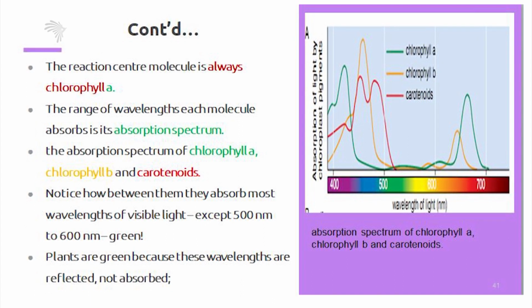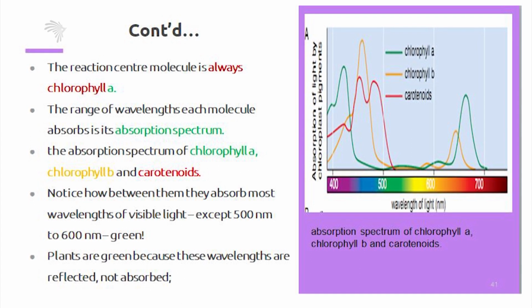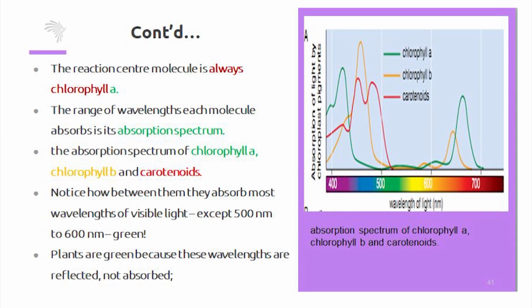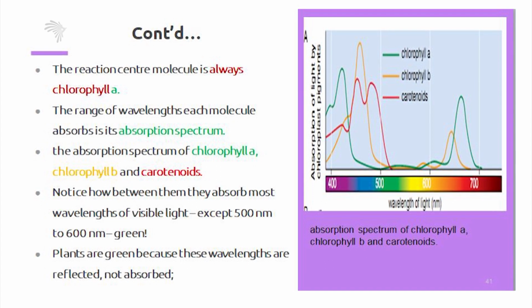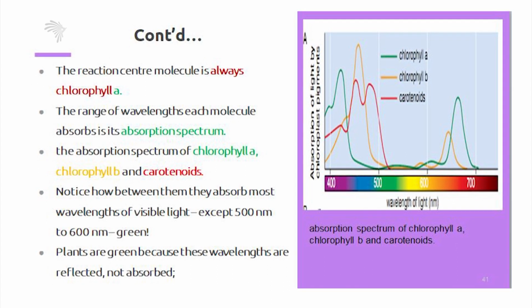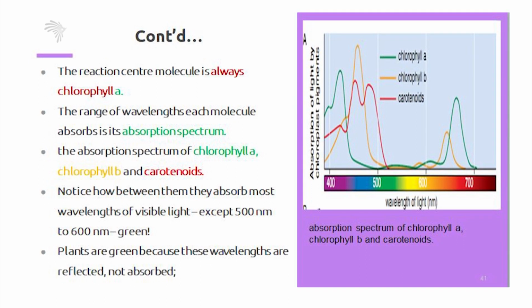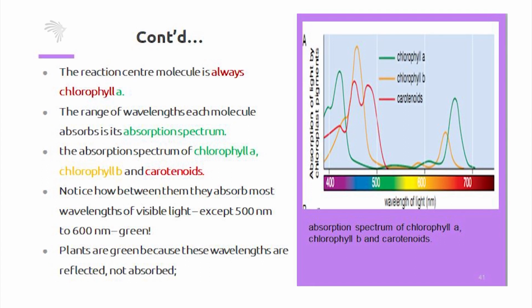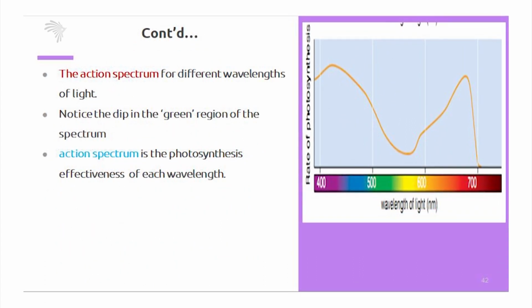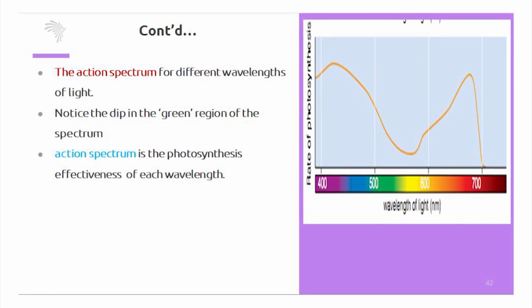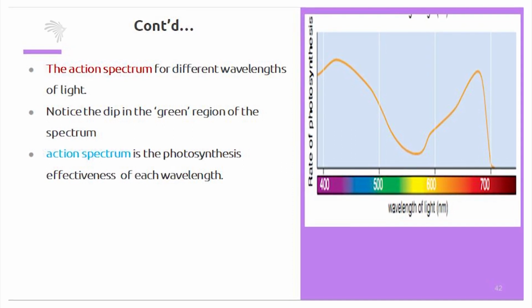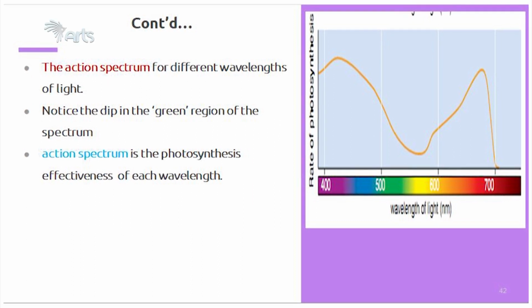You have here green lines referring to chlorophyll a, the orange chlorophyll b, and the red ones are the carotenoids in this graph showing the absorption spectrum of their wavelengths of light. Each of the chlorophylls has its own wavelengths for absorbing light energy. Notice how between them they absorb most wavelengths of visible light, except 500 nanometers to 600 nanometers, green. Plants are green because these wavelengths are reflected, not absorbed. Here is the action spectrum for different wavelengths of light. Notice the dip in the green region. The action spectrum is the photosynthesis effectiveness of each wavelength. So each wavelength has its own effectiveness that goes into the action spectrum.